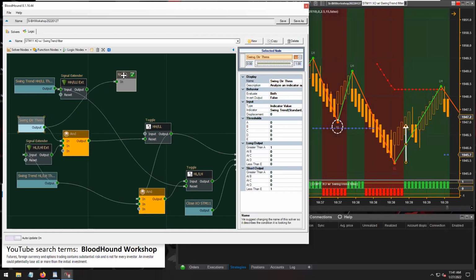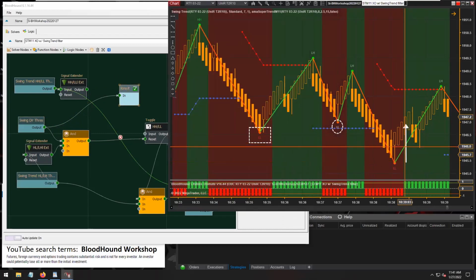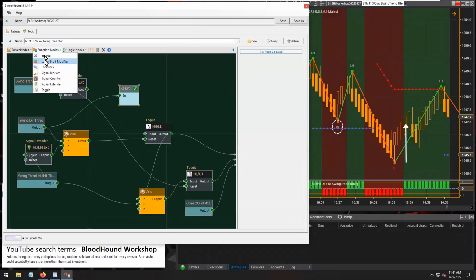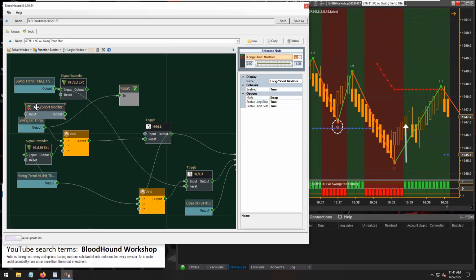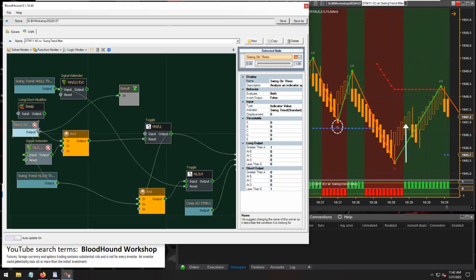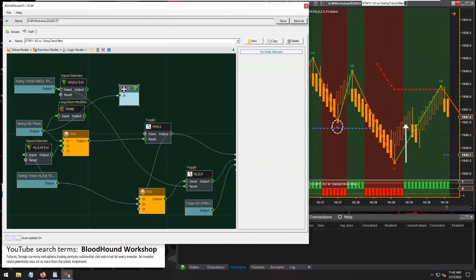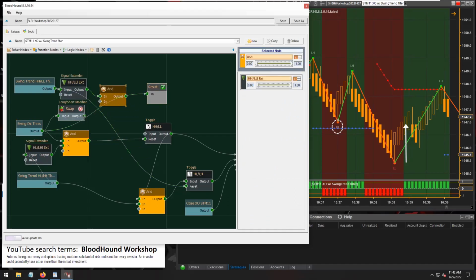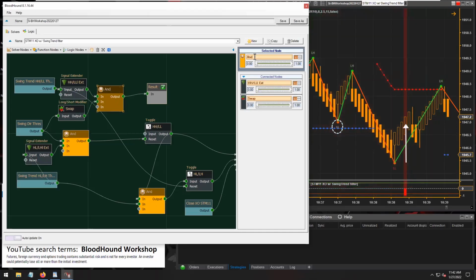But when we look at this, the upswing is giving us a long output. That's in the opposite direction, so we need to reverse that. So we can use the long short modifier, and we'll use the swap mode. There. And with an AND node, there.